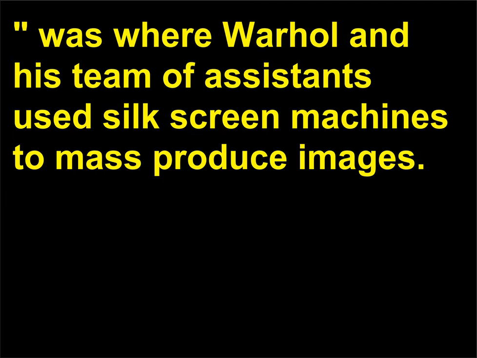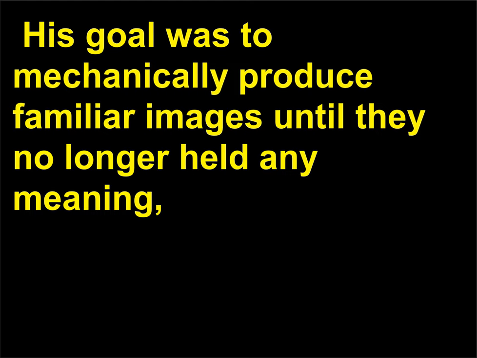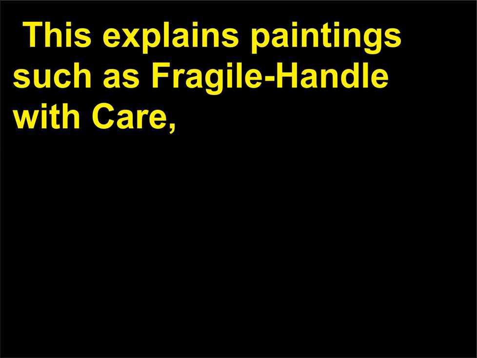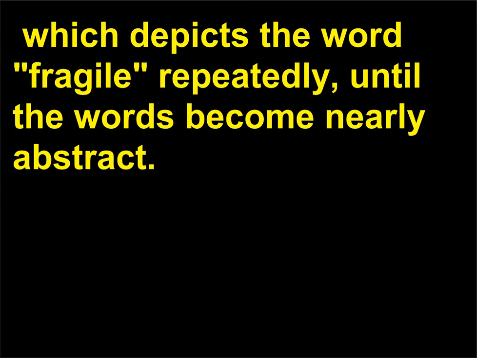His goal was to mechanically produce familiar images until they no longer held any meaning, like saying the same word over and over until it sounds like nonsense. This explains paintings such as Fragile Handle with Care, which depicts the word fragile repeatedly, until the words become nearly abstract. Similarly, Warhol made an 8-hour-long film of the Empire State Building, created using a single, drawn-out shot.